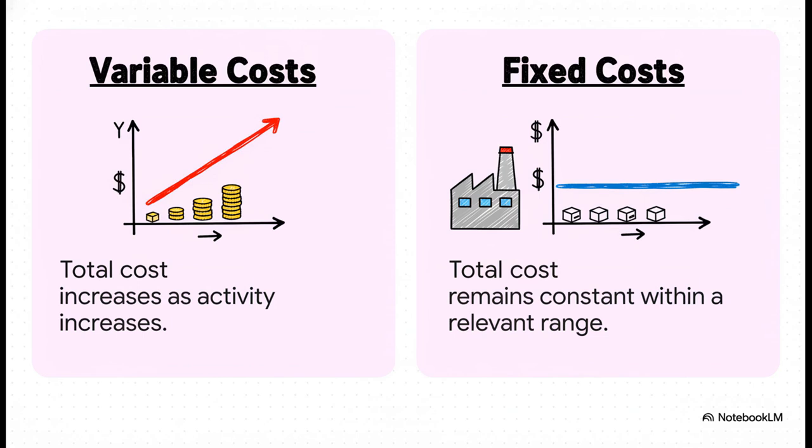Okay, now here's where we need to be really careful. We're looking at this through one lens first, total cost. This is the big picture view. As you produce more and more units, your total variable costs, like the raw materials for each product, are going to go up in a nice straight line. But your total fixed costs, like the monthly rent for your factory, are going to stay flat, at least within a certain capacity, which we call the relevant range.